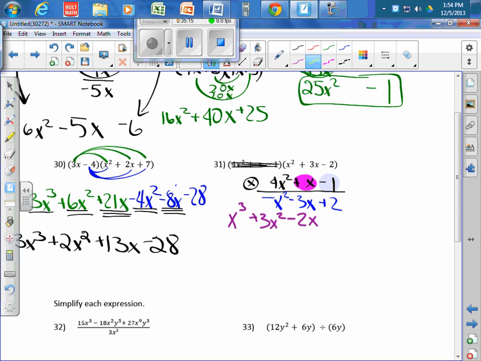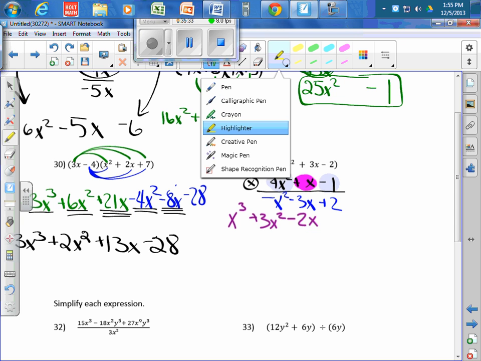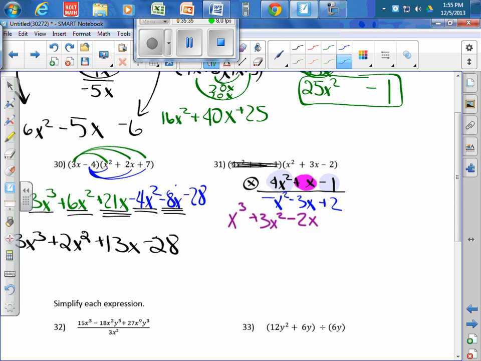Then I'm going to take, well, that didn't work. Then I'm going to take, there we go, 4x squared, and I'm going to multiply it times everything in the top row. Well, 4x squared times negative 2 is negative 8x squared. That's going to line up here. My like terms are lined up, right?